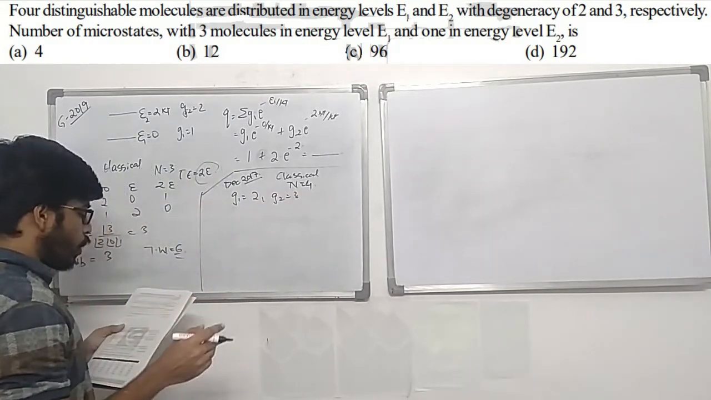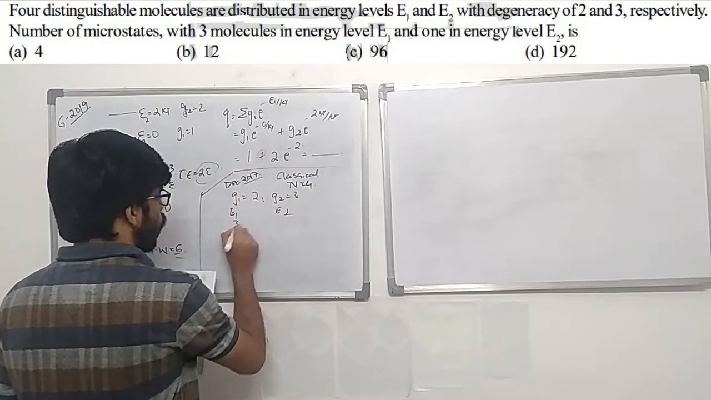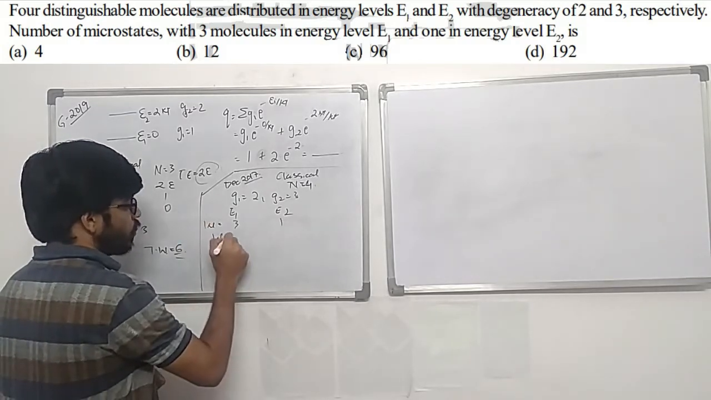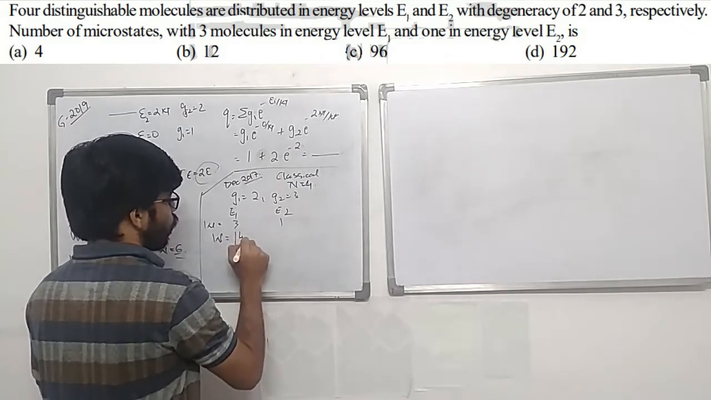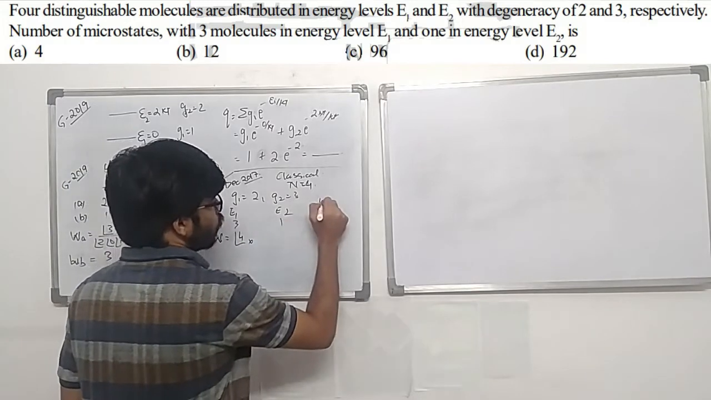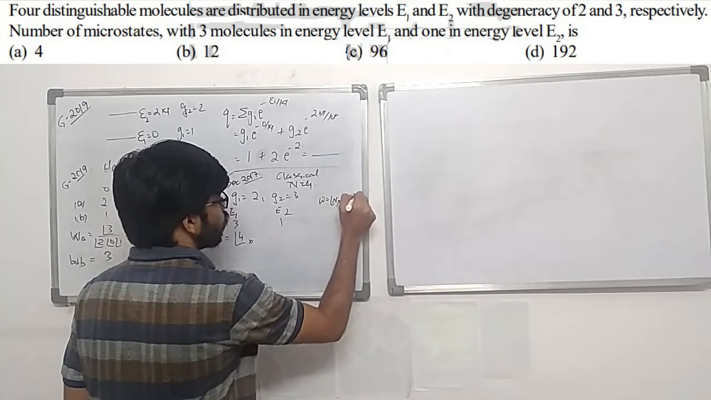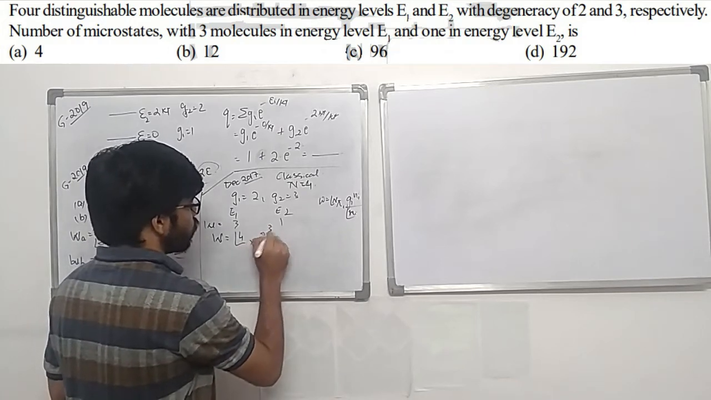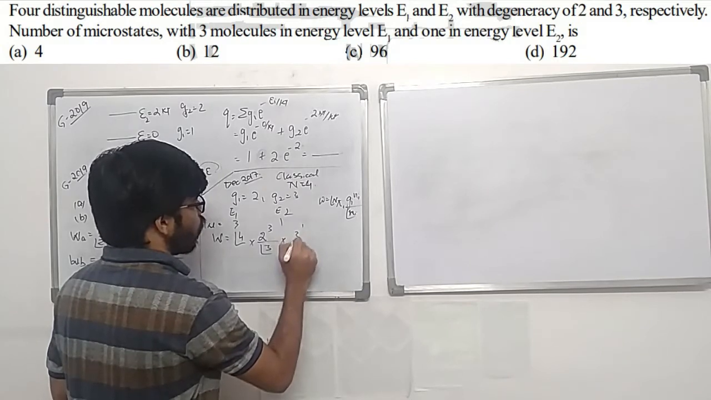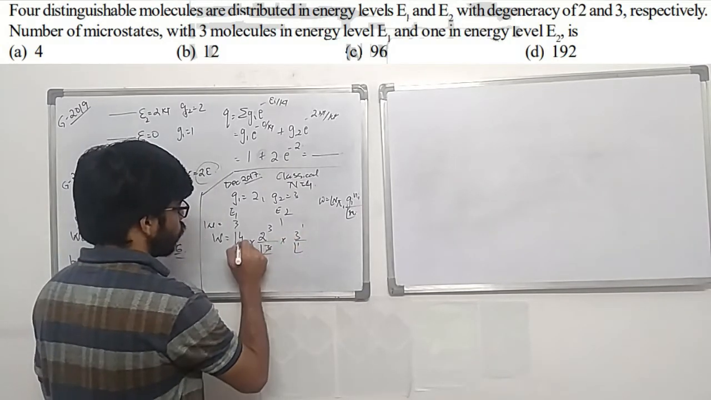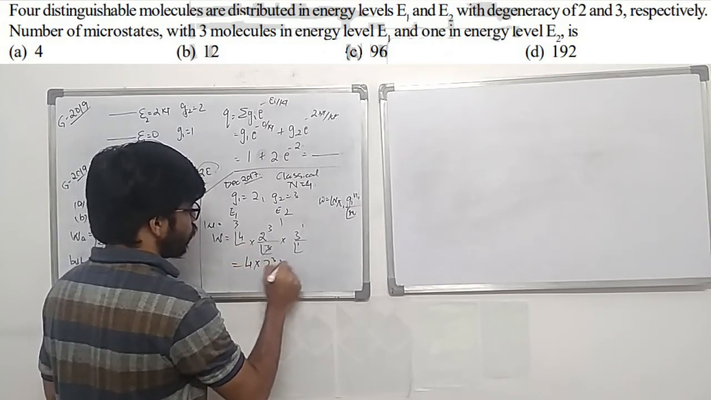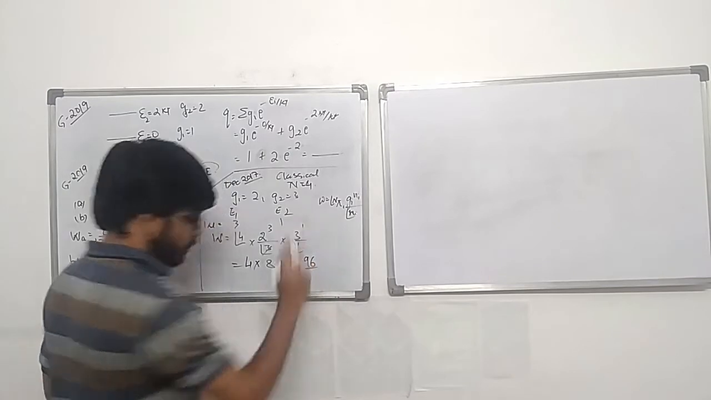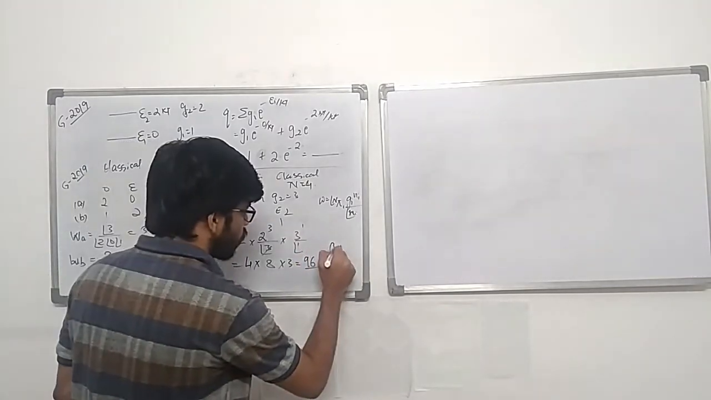The number of microstates with 3 molecules in energy level 1 and 1 molecule in energy level E2. So you have to find the W for this. So W will become 4 factorial. Now since you are given degeneracy, you will use this formula. So you have 4 factorial into 2 to the power 3 by 3 factorial, 3 to the power 1 by 1 factorial. So this will give you 4, 2 to the power 3 into 3, which is 8. So you have 4 times 3 is 12, 12 times 8 is 96, which is given in option number C.